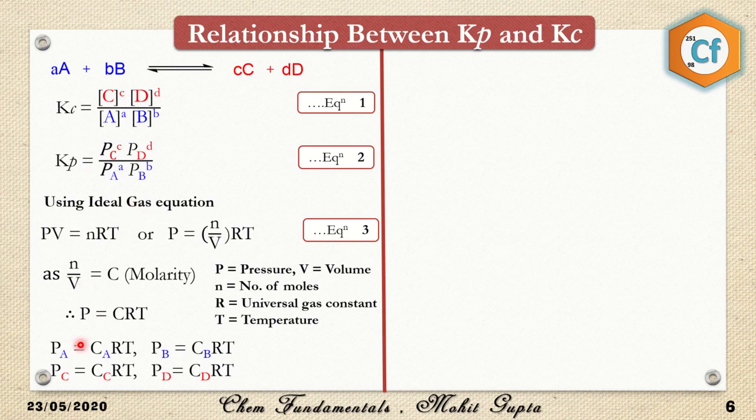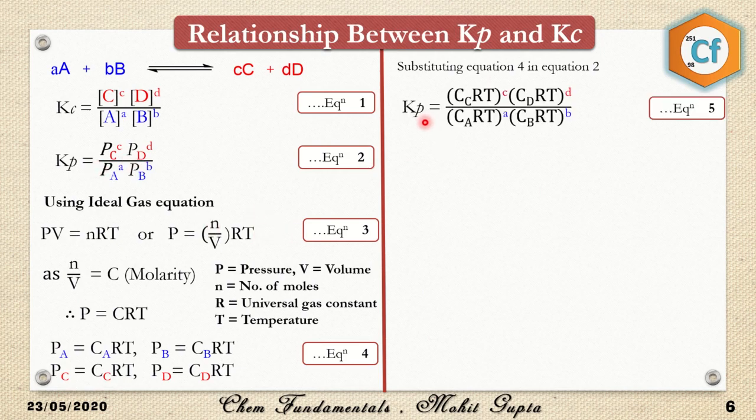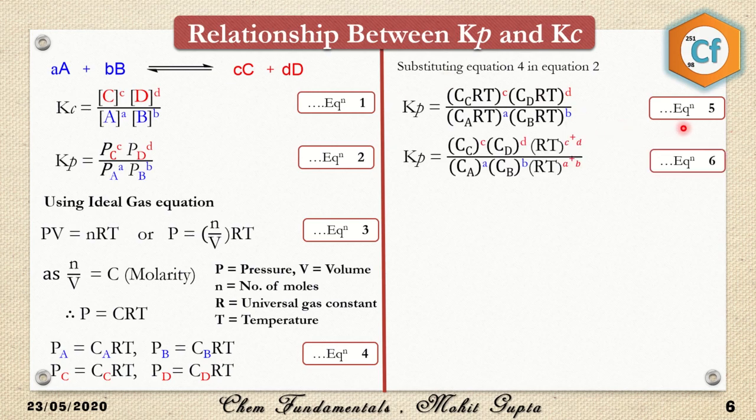Therefore P equals CRT, where C is the concentration term. Now for each species I can write it down: PA equals CA RT, PB equals CB RT, PC equals CC RT, and PD equals CD RT. Now I'll substitute equation 4 into equation 2. I'll substitute the pressure terms and try to relate Kp with the concentration terms. In order to do so, I write Kp equals (CC RT) (CD RT) over (CA RT) (CB RT), each raised to power their stoichiometric coefficients. This is your equation 5.